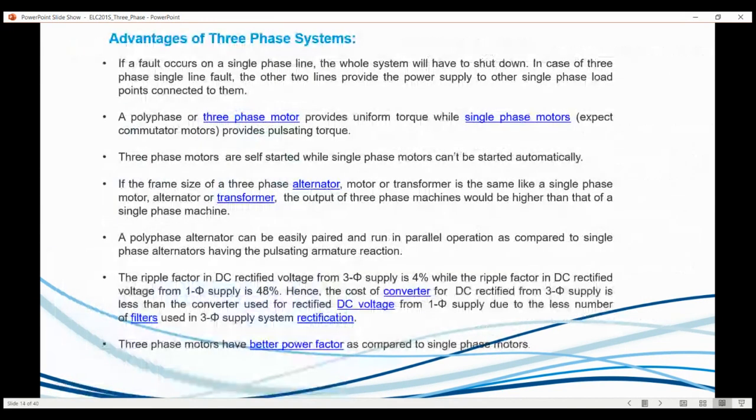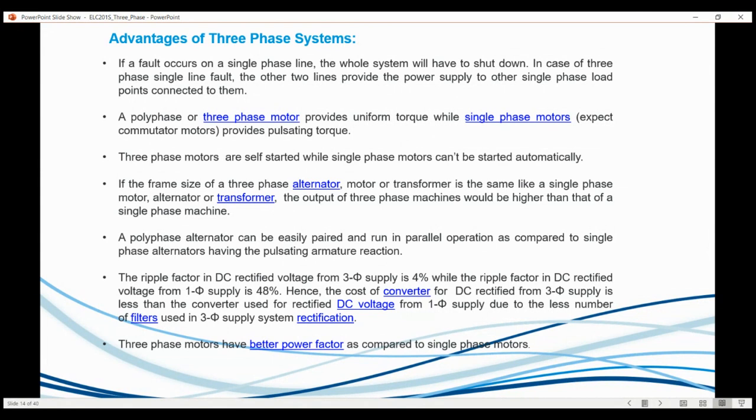The last few are typically with electrical machines or equipment, particularly transformers, alternators, and motors. The three-phase motor can give you a uniform torque. A single phase will give you a more pulsating torque, because of the sinusoidal waveform. It's quite interesting as well.